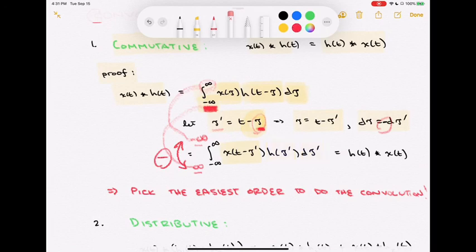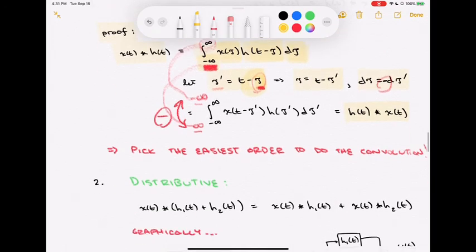So we end up with what we recognize, right? It's just being h convolved with x. So interchanging the order doesn't make a bit of difference. We can get it through a change of variables. As I mentioned before, this commutative property does give us some options, right? We can just pick whatever is the easiest order to do the convolution. If it's easier to flip and shift x, do that. If it's easier to flip and shift h, do that. You'll get the same result.